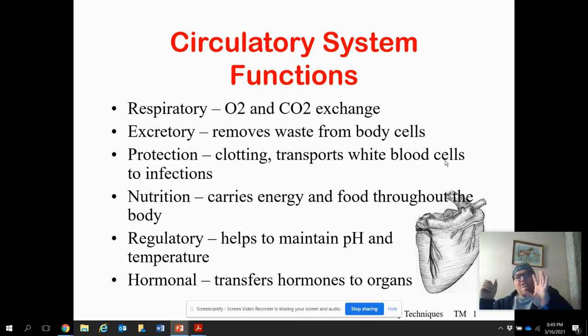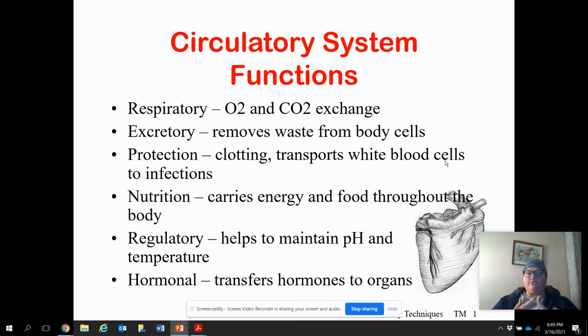So the oxygen is now in the bloodstream. The bloodstream is like a highway, and it delivers it to all the organs, vessels, and tissues around the body. So excretory, it removes waste from the body, so it's removing that carbon dioxide or CO2 waste from the body.